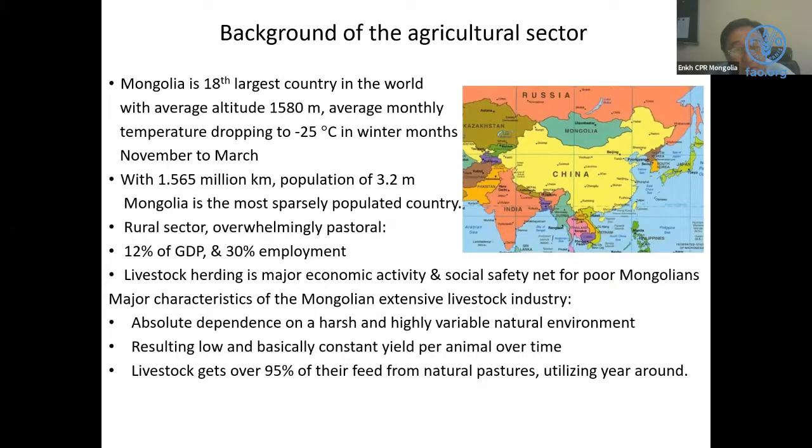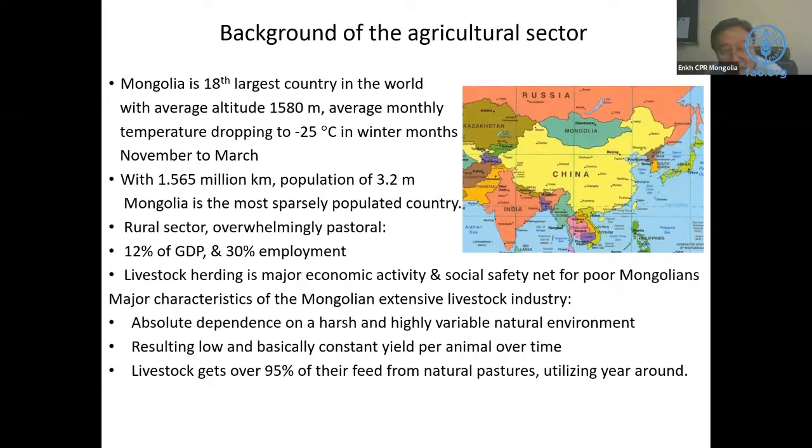This is just brief information about Mongolia, located between China and Russia. It's a very high altitude country with a very harsh winter, minus 25 degrees, and one of the emptiest, I think the number one emptiest country. There are 3.2 million people on 1.5 million square kilometers of land. Agriculture is quite big, 12% of GDP and almost a quarter of employment. Livestock herding is a major economic activity and social safety net for poor Mongolians.